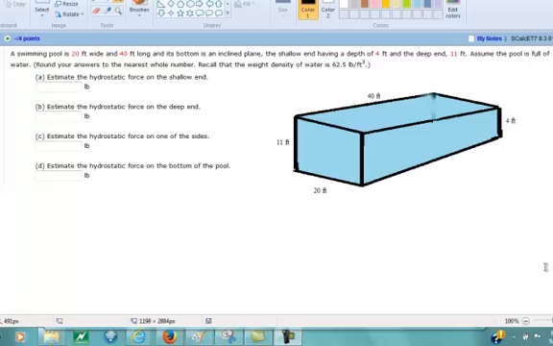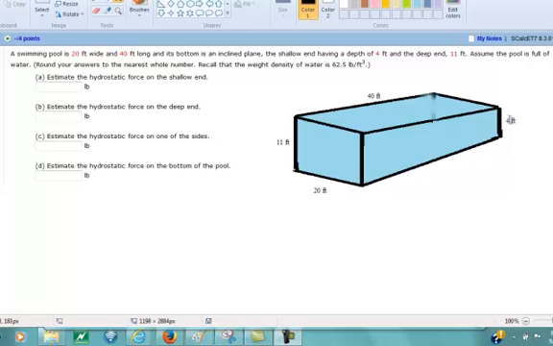All right, so here's the video for the third problem of the WebAssign homework from section 8.3, the one about the swimming pool. And so they give the dimensions of the swimming pool. So they say it's 20 feet wide, 40 feet long. Its bottom is an inclined plane.